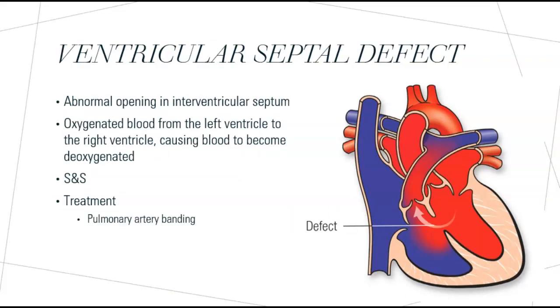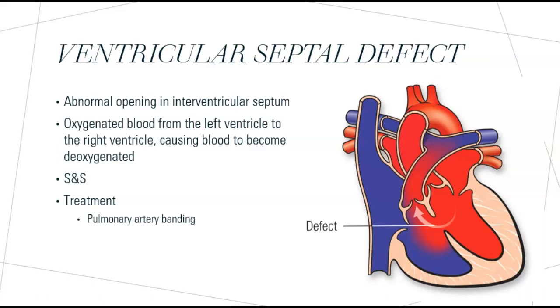Next is the ventricular septal defect, and that's essentially exactly what you think it is. It's going to be an abnormal opening in the interventricular septum. So there's an opening between the right ventricle and the left ventricle. You can see the opening right here. This is going to result in oxygenated blood from the higher pressure left ventricle to flow into the deoxygenated part of the right ventricle, so the blood is going to become deoxygenated. It can range from a pin-sized hole to the entire septum being missing.